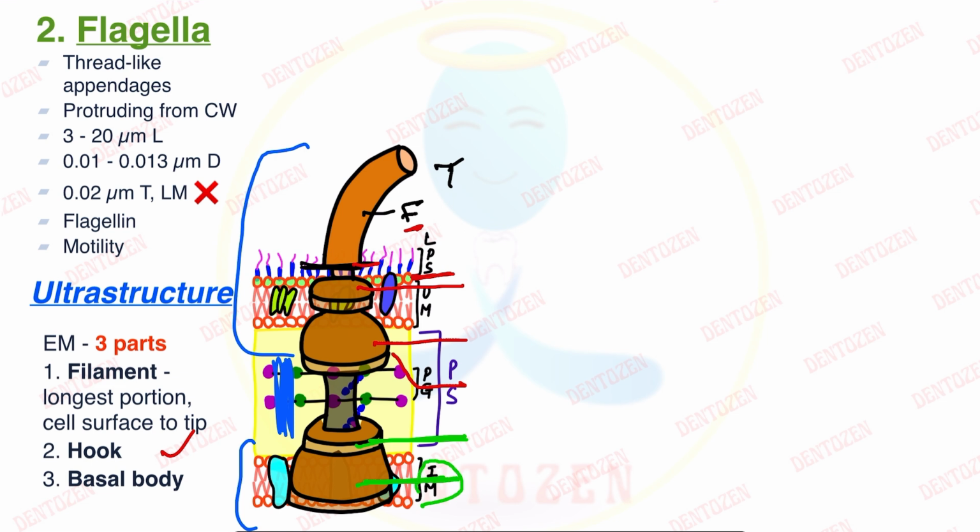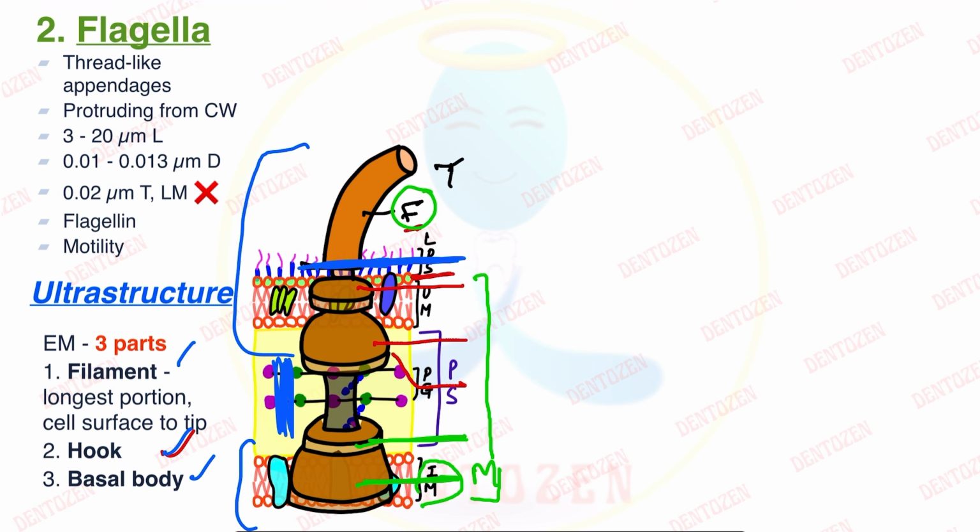So that is the M ring. So many rings are there. So the hook and the basal body are within the cell envelope, whereas the filament is outside of it. So those are the three parts, that is filament, hook and basal body. Now what can be the different arrangements of flagella? Do bacteria have only one flagellum? No, some bacteria may have so many flagella.